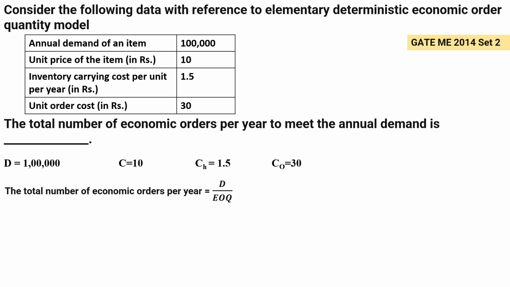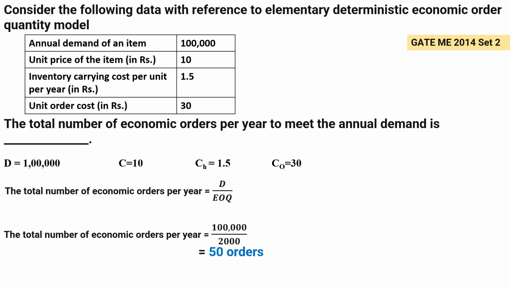Then we have to determine the total number of economic orders per year, which is equal to D divided by EOQ. So here we have to substitute. D equals 10,000, and the EOQ value we have to determine, which is equal to the root of 2D C0 by CH, which is equal to 2000. Then the total number of economic orders per year is equal to 50 orders.